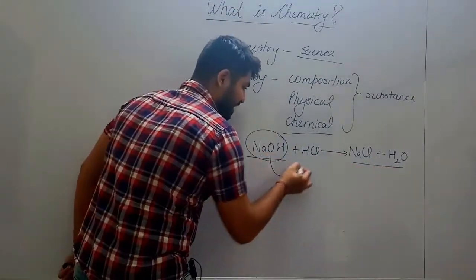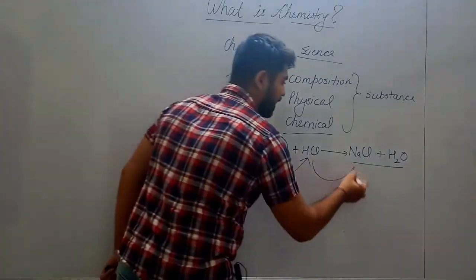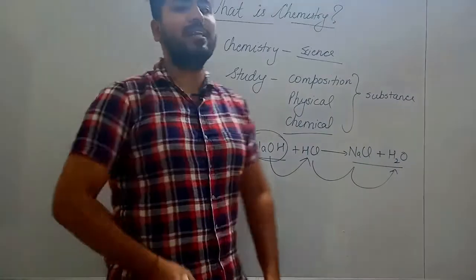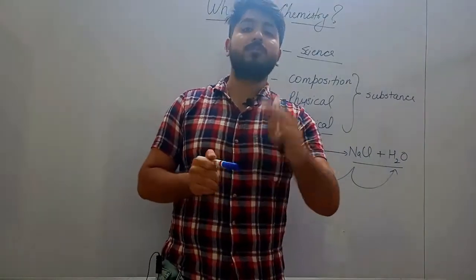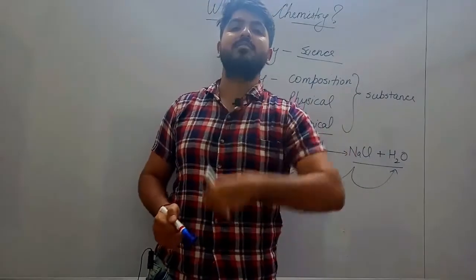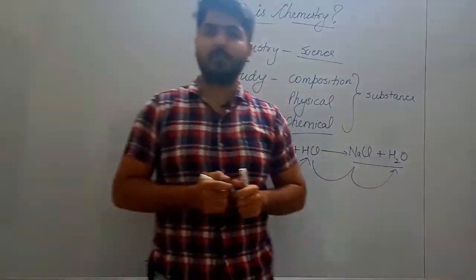That NaOH reacts with HCl and gives us this, right? So this is what we understand in chemical properties: which substance your substance reacts with and which substance it does not react with.